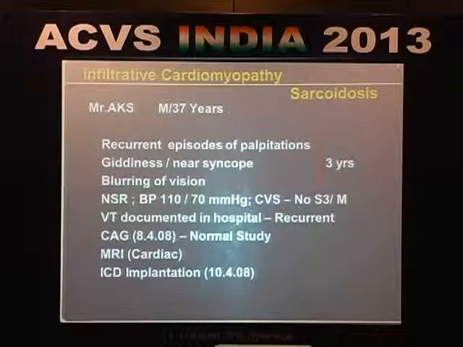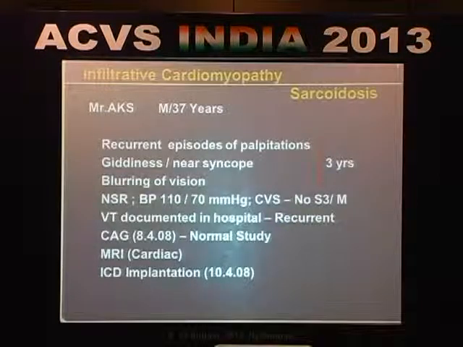This is our example, a 37-year-old male. He came to us with recurrent episodes of palpitation, giddiness, near syncope, normal blood pressure, and auscultation and palpation of the heart was normal. He had a ventricular tachycardia documented while he was in the hospital, and he had repeated episodes of ventricular tachycardia. Naturally, we thought it was coronary artery disease. We did a coronary angiogram. This was normal.